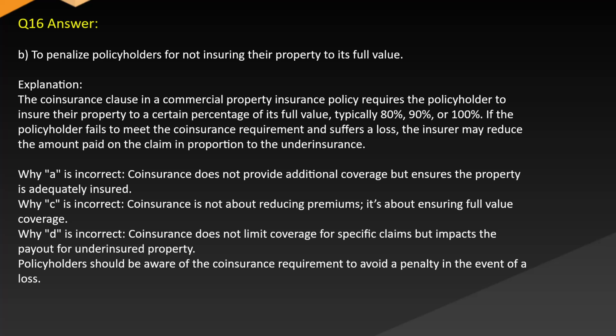Why A is incorrect. Coinsurance does not provide additional coverage but ensures the property is adequately insured. Why C is incorrect. Coinsurance is not about reducing premiums, it's about ensuring full value coverage. Why D is incorrect. Coinsurance does not limit coverage for specific claims but impacts the payout for underinsured property. Policyholders should be aware of the coinsurance requirement to avoid a penalty in the event of a loss.